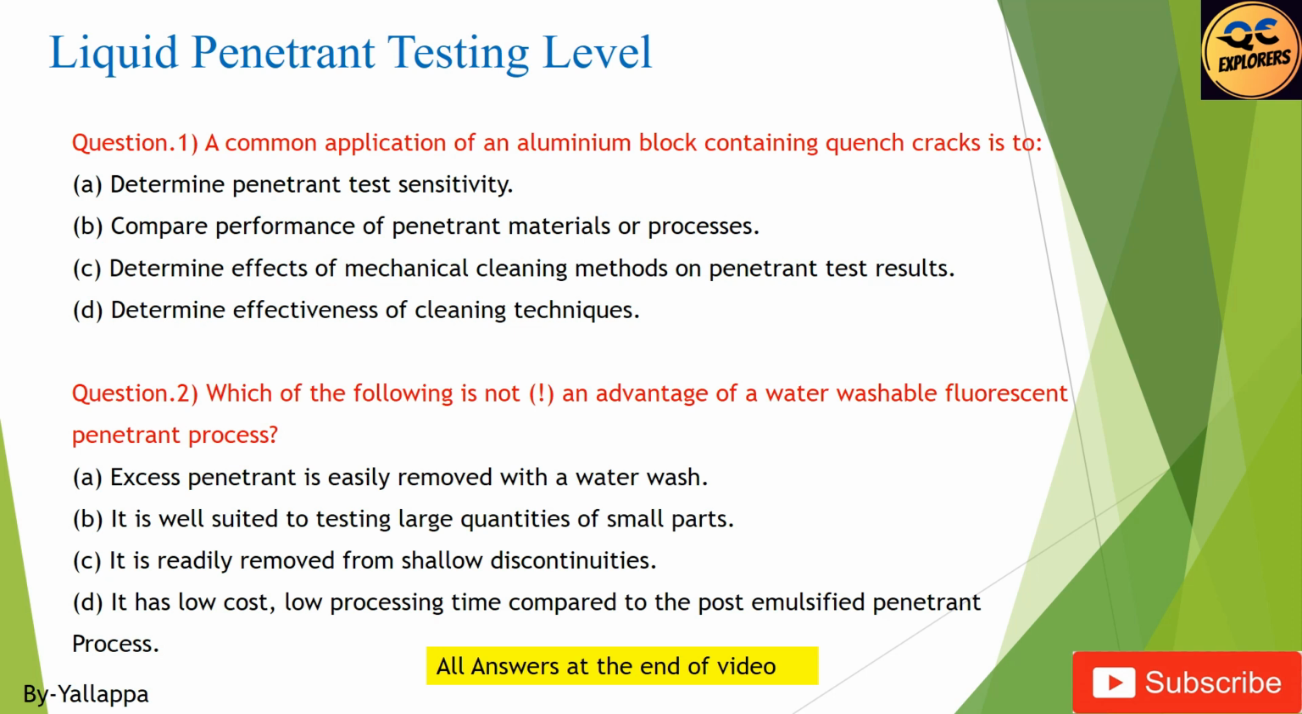Question point 2. Which of the following is not an advantage of a water-washable fluorescent penetrant process? Excess penetrant is easily removed with a water wash. It is well suited to testing large quantities of small parts. It is readily removed from shallow discontinuities. It has low cost, low processing time compared to the post-emulsified penetrant process.